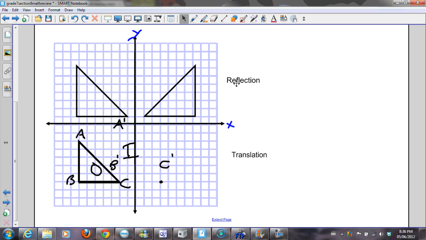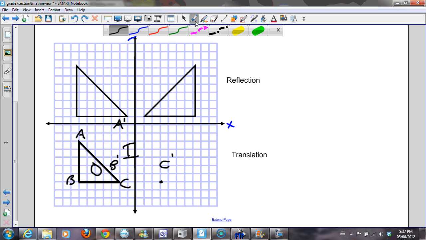So for reflections, you always have to have a mirrored image. If you notice when you're in the mirror, if you hold up your left hand, it looks like you're really holding up your right hand in your mirror. So in this case here, this line right here is your mirror line, or that's where it's reflected. In this case, it's the y-axis.